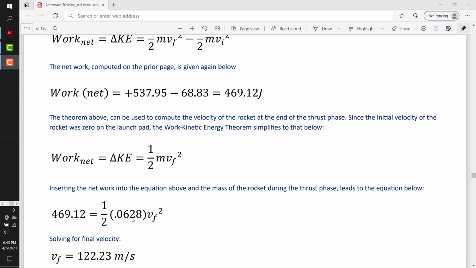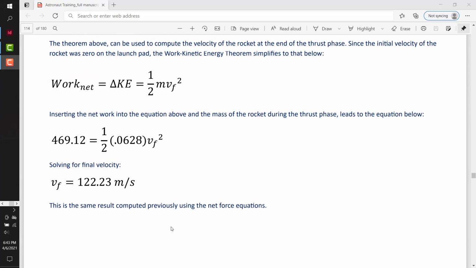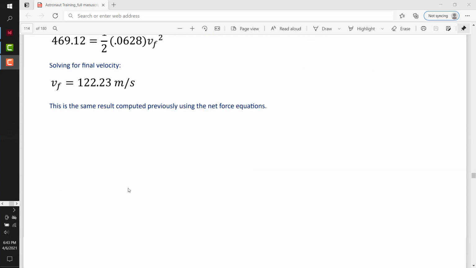So 1/2 times the mass of the rocket during the thrust phase, 0.0628, times velocity final squared. We're going to solve for this velocity. We're going to multiply both sides by 2, divide both sides by 0.0628, and take the square root of both sides. And that gives us a velocity at the end of the thrust phase of 122.23 meters per second. And this is the same result computed previously using the net force equations.